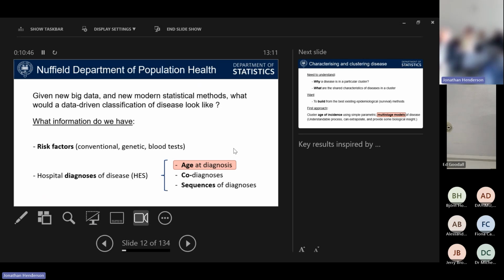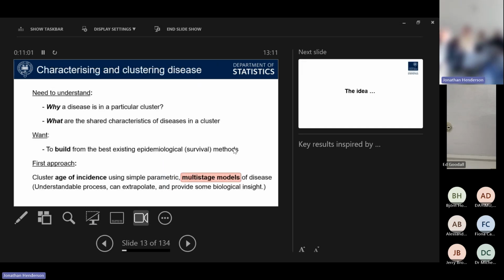The genetic analyses take typically 6 to 12 months before you can really get familiar with doing those sorts of studies. So I postponed that. And the first thing I focused on was age at diagnosis. I wanted to cluster diseases, sort of formulate definitions of diseases by clustering, but it needed to be meaningful. So I wanted to be able to understand why a particular disease was assigned to a particular cluster, and I wanted to understand the characteristics that are shared by diseases that were there.